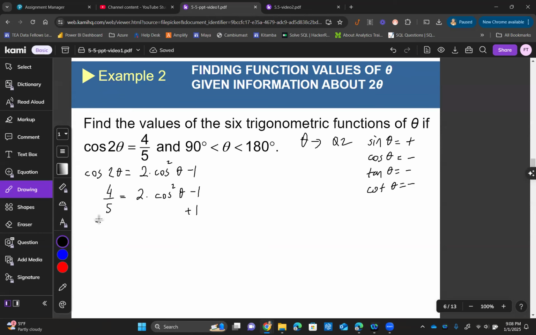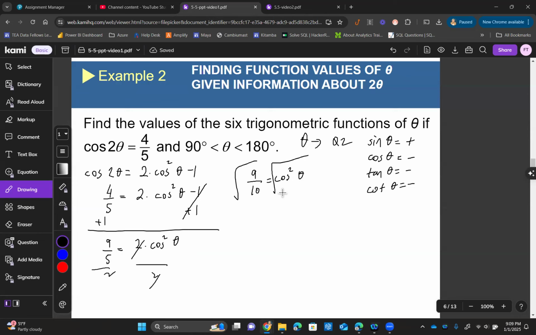So I'm going to add 1 to both sides. Adding 1 to 4 over 5 is going to give me 9 over 5. And this is equal to 2 times cosine squared theta. To isolate cosine squared theta, we have to divide each side by 2. When you divide 9 over 5 by 2, dividing by 2 is the same thing as multiplying by 1/2. So I will get 9 over 10 is equal to cosine squared theta. Then I need to take the square root of each side. So cosine of theta will be the square root of this number. The square root of 9 is just 3, and the square root of 10 is just square root of 10.